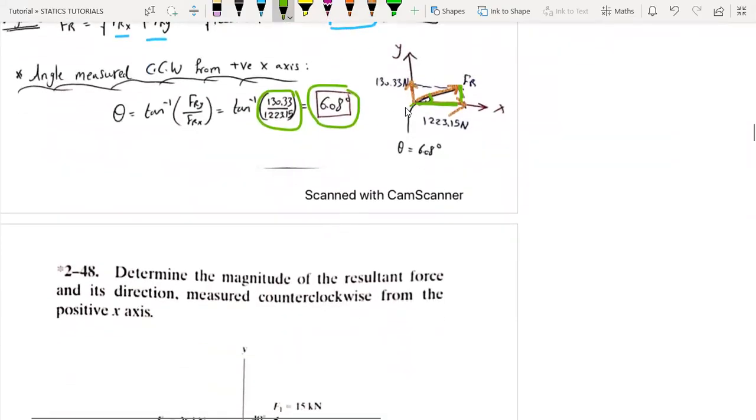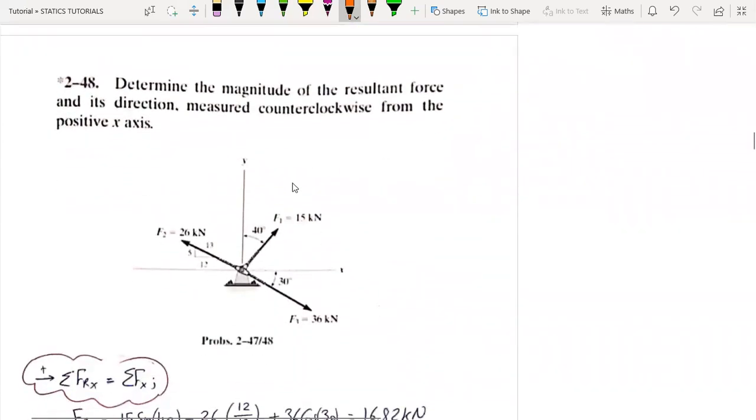So let's say the resultant force is in the third quarter, here theta, okay? And we got theta from tan inverse Fy over Fx, taking the absolute value. So if we want the angle from the positive x-axis, we are going to say theta plus 180 degrees, okay? Here also another example.